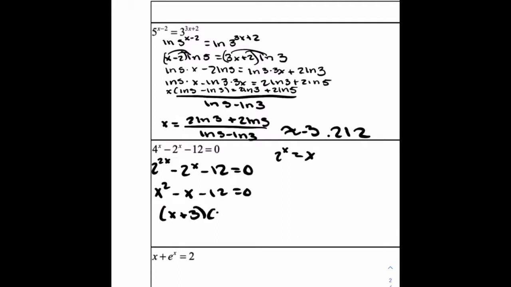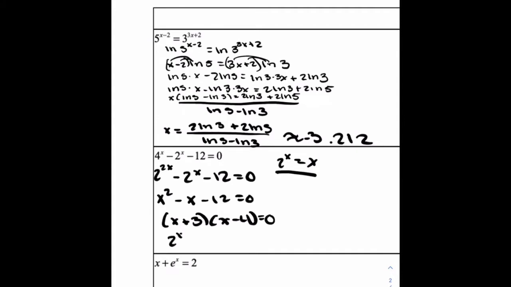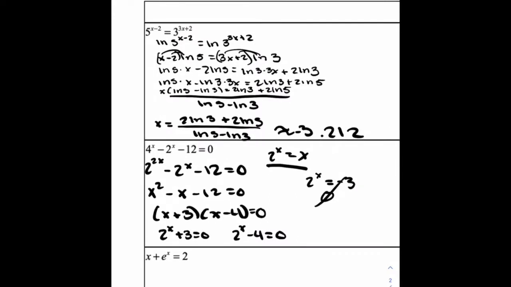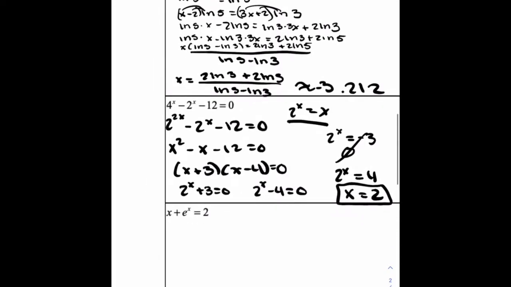If I factor this, I get x plus 3 times x minus 4. I'm going to go back and replace my x with the 2 to the x. And then, so I have 2 to the x plus 3 equals 0, and 2 to the x minus 4 equals 0. I'm going to solve for both and get 2 to the x equals negative 3, which is no solution, and then 2 to the x equals 4, and that's x equals 2.